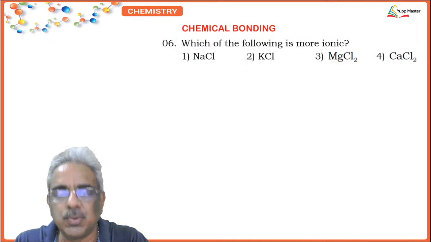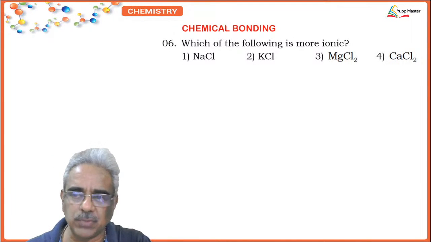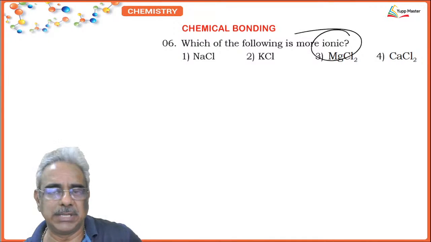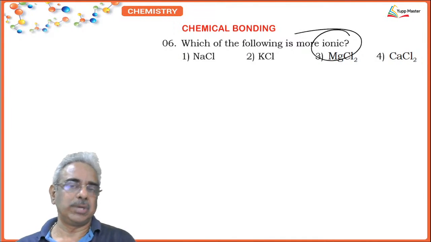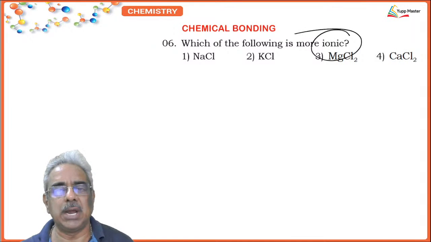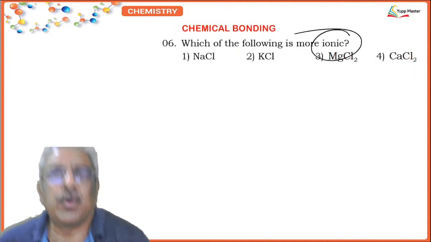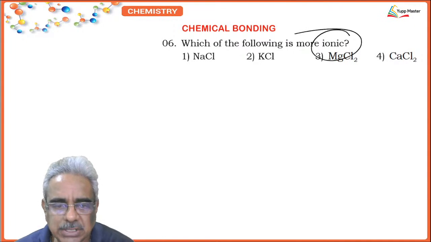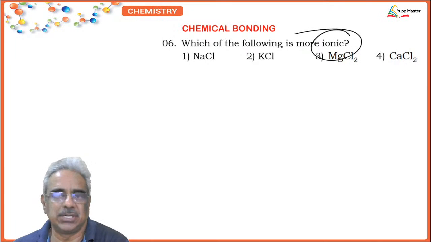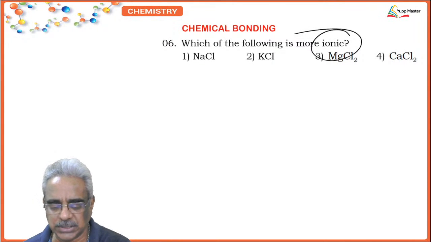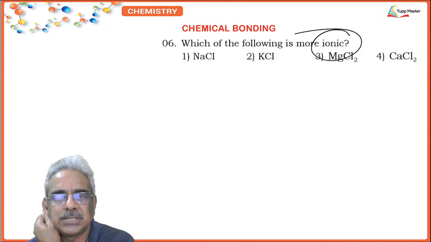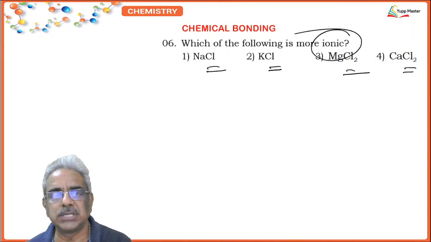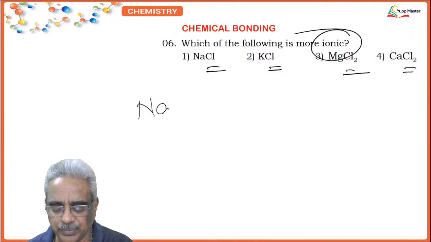Which of the following is more ionic, again? Ionic means what? He is asking ionic. We don't want polarization to take place. See, every question I am trying to analyze by means of polarization only. In those terms, I want you to learn. So polarization should be least. I don't want more polarization to take place. So we have to compare anions and cations. Luckily, all the anions are common, all are chlorides. So you need to bother about the cation only.